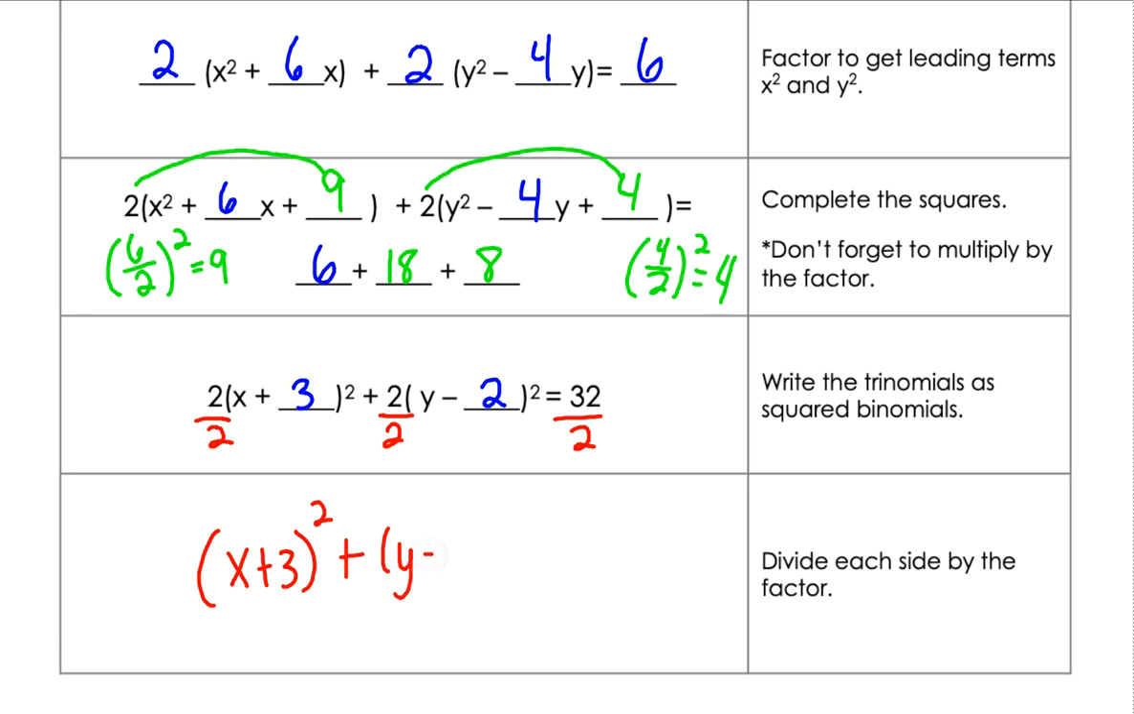plus (y - 2)^2 equals 16 when I divide it by 2. So that would be my graphing form of a circle. So I could tell my center, I could tell my radius, and I could have everything I need for that.